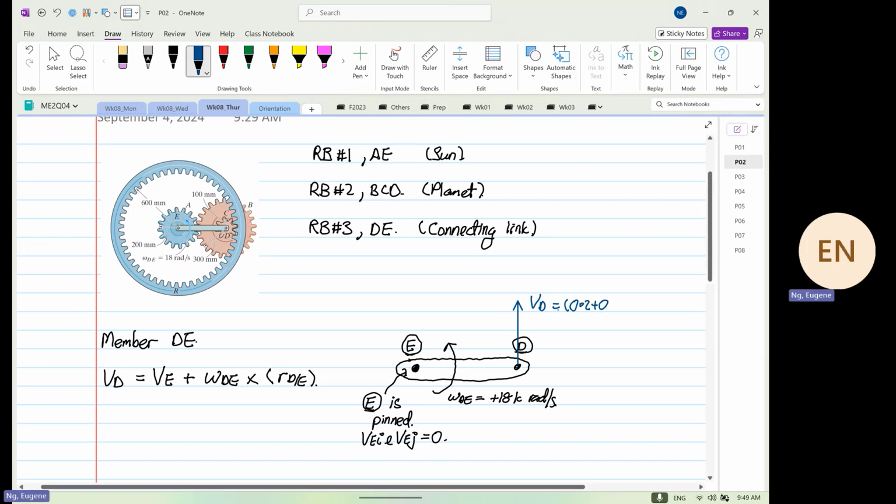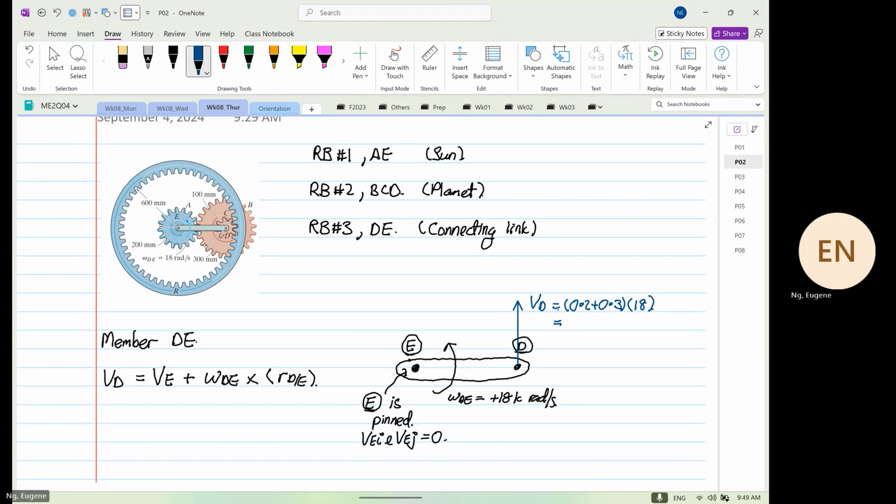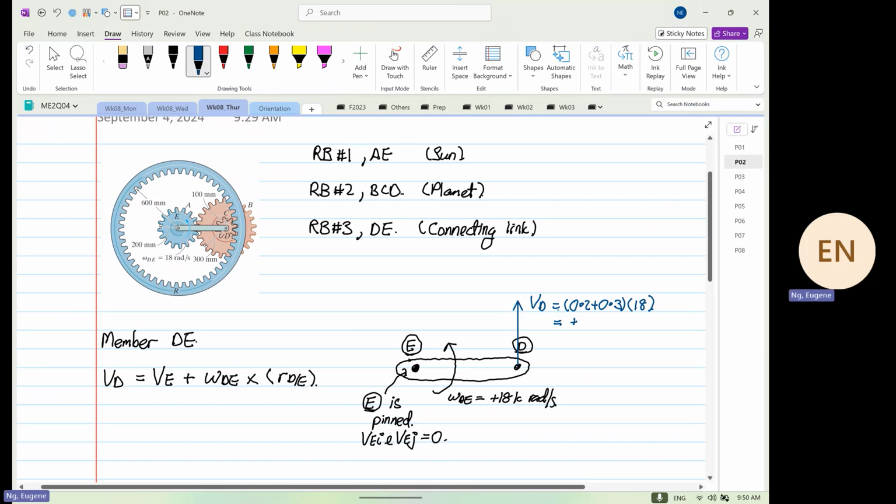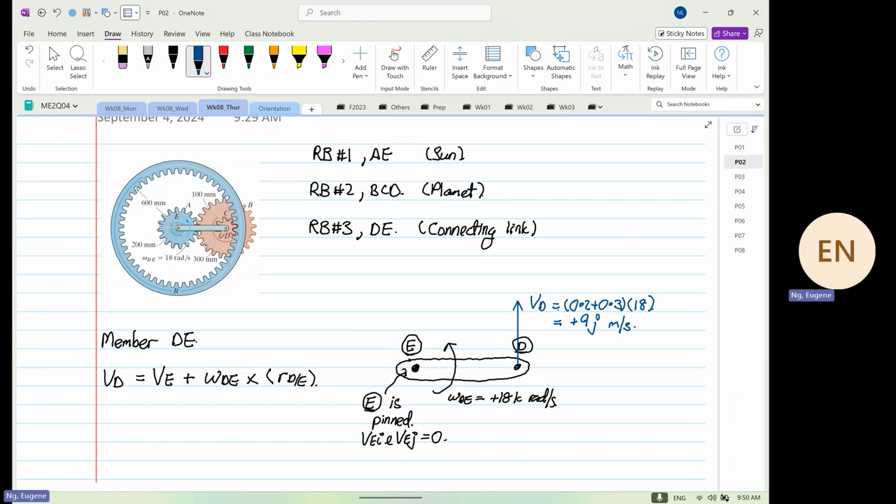0.2 plus by 0.3 multiplied by 18. Okay, so 0.2 plus by 0.3. So we are moving at positive 9 J meters per second. Okay. So we know that. Okay.